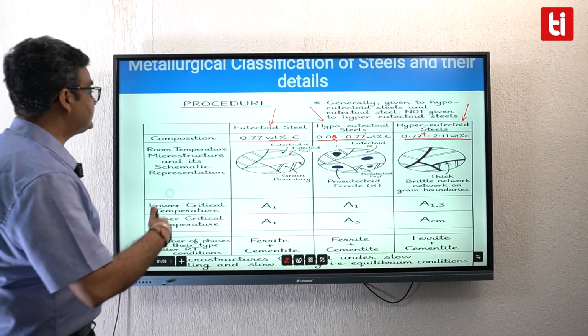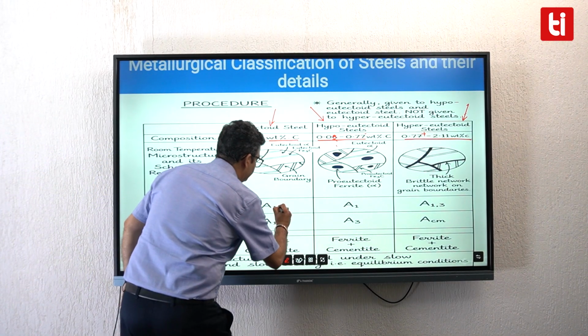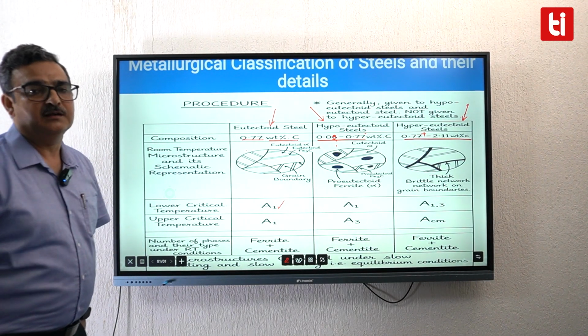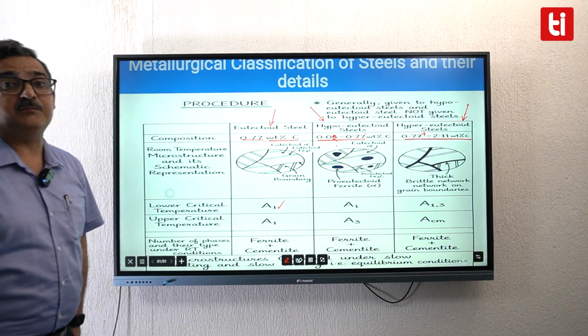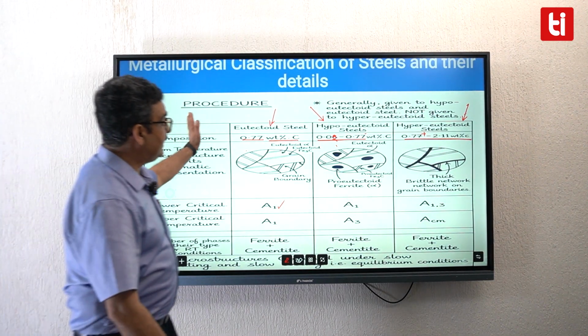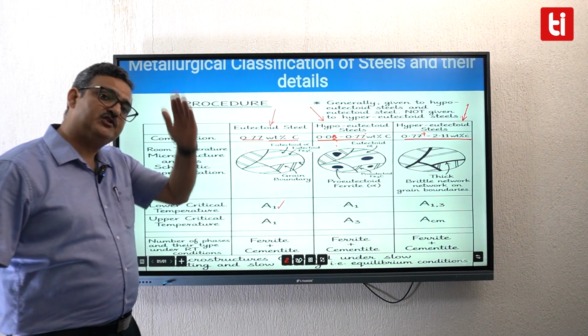Okay, what is the lower critical temperature? Eutectoid steel lower critical temperature is designated as A1. Please go back and check it from the iron cementite equilibrium diagram. This entire discussion is in the context of equilibrium conditions, slow heating, slow cooling.